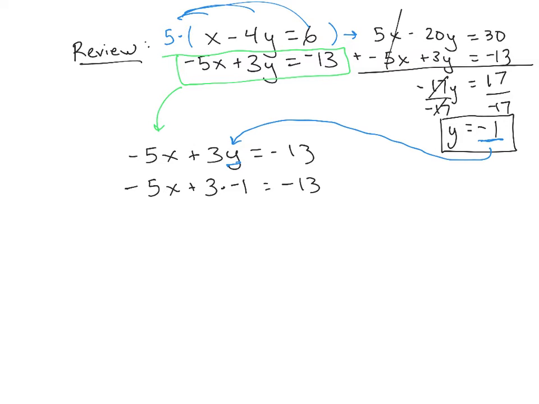So 3 times negative 1 is a minus 3. So I have negative 5x minus 3 equals negative 13. So that's a two-step equation I can solve for x. I have to move the minus 3. Go ahead and solve that for x and enter your answer when you're ready.